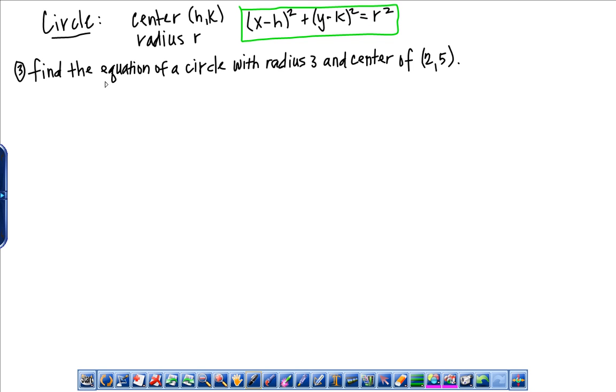Okay, so it says find the equation of a circle with a radius of 3 and a center of (2, 5). This is just a fill-in problem here, so I'm going to say x minus, this is your h value, so x minus 2, quantity squared, plus my y value, so this is y minus 5, quantity squared, and then I'm going to take my radius and square it, so this would be 9. And that's it, that's my answer.